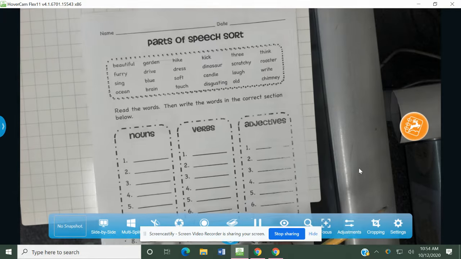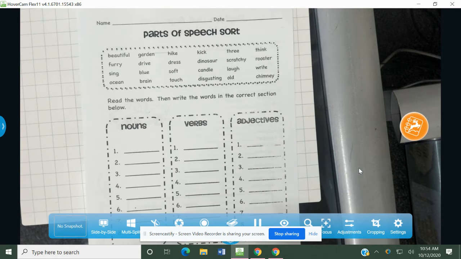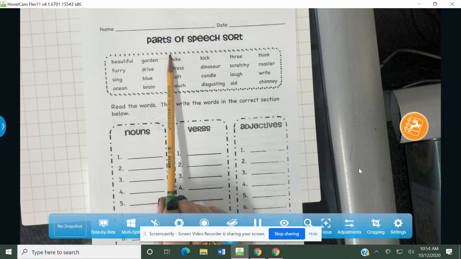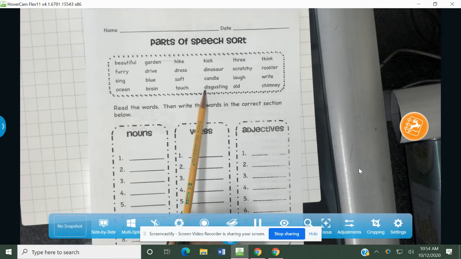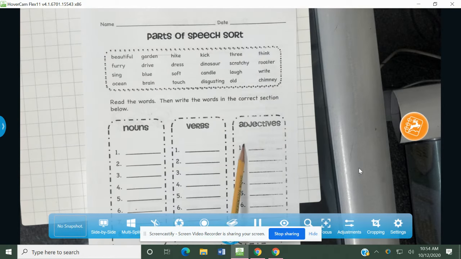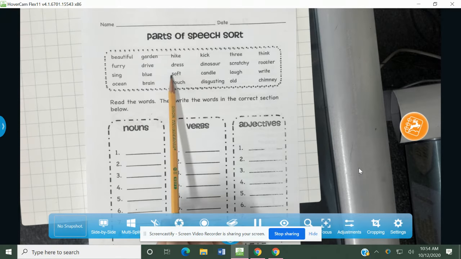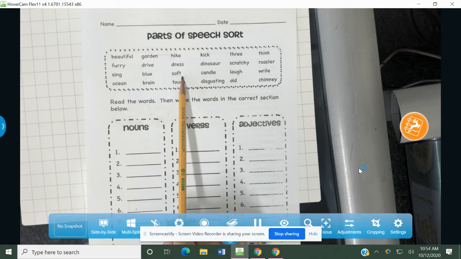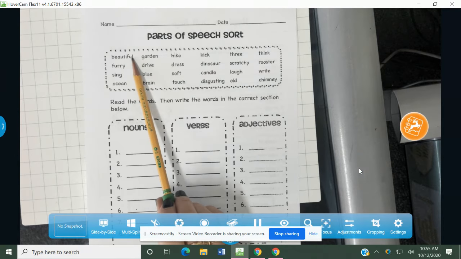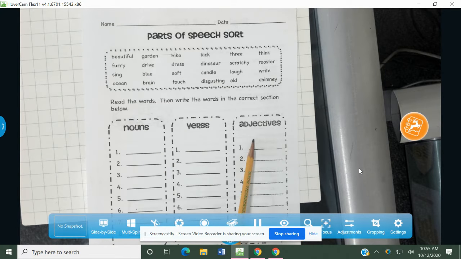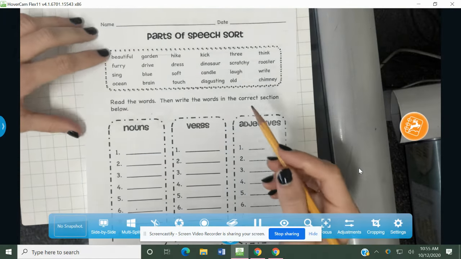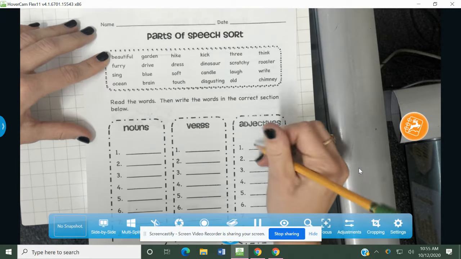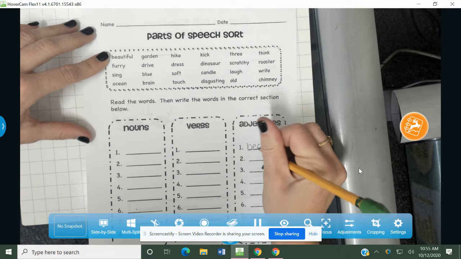I'm going to first explain how to do the parts of speech sort. This is pretty easy, but it's working with parts of speech. You have a bunch of words in this box up here. It says read all of the words and write the words in the correct section. So you're identifying every single word and writing them in the correct box. For example, the word beautiful, you're either going to write it here or here or here, based on if it's a noun, verb, or adjective. Beautiful is describing something or someone, so I'm going to write it down as an adjective. I'm going to write it here.